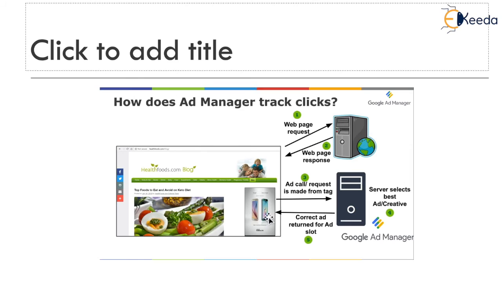Whenever the ad server responds back with the ad, it starts rendering or downloading on the page. Once the ad is downloaded on the page, the user is able to see the ad whenever he loads the web page. So when the user sees the ad, he can even go ahead and click on it. Now what happens when the user clicks on it?